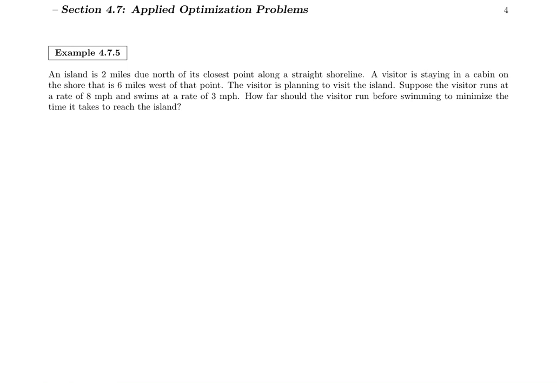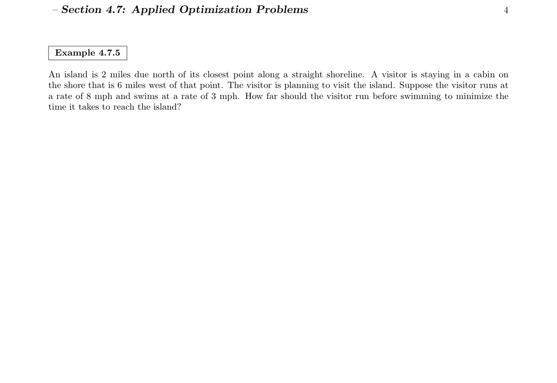For this classic optimization problem, we're going to be looking at a person who wants to run part of the way to an island on land and then finish the trip by swimming. So maybe this is someone who's doing a triathlon and they have to do the running and swimming first and the biking last when they get to the island. Something along those lines.